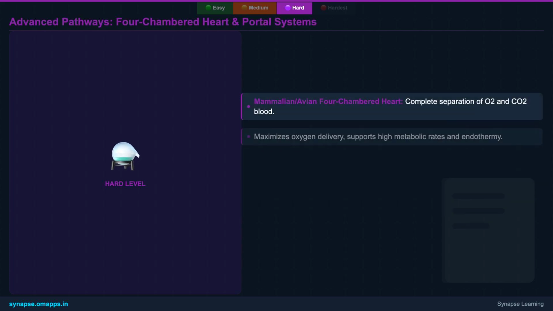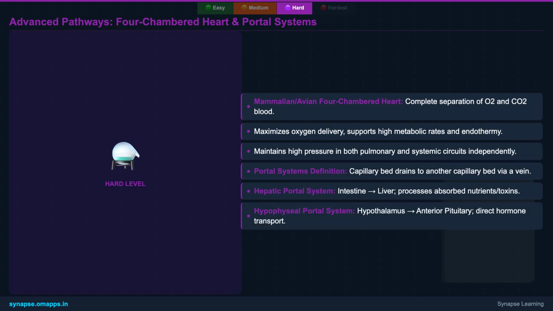The mammalian and avian four-chambered heart represents the pinnacle of circulatory efficiency. The complete septum dividing the ventricles ensures absolute separation of oxygenated and deoxygenated blood. This prevents any mixing, maximizing the oxygen saturation of blood delivered to systemic tissues. This efficiency is paramount for supporting the high metabolic rates required for endothermy, maintaining a constant body temperature, and for sustained physical activity. Without this complete separation, the demands of a high-energy lifestyle simply couldn't be met.